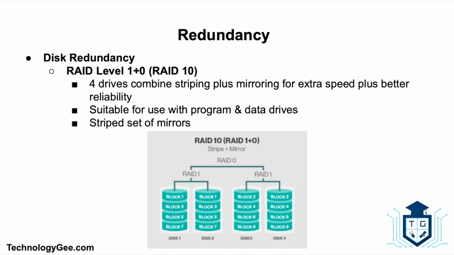And then we have RAID level 1+0, or RAID 10. This is when four drives combine striping plus mirroring for extra speed plus better reliability. This is suitable for use with program and data drives. RAID 10 is essentially a striped set of mirrors.